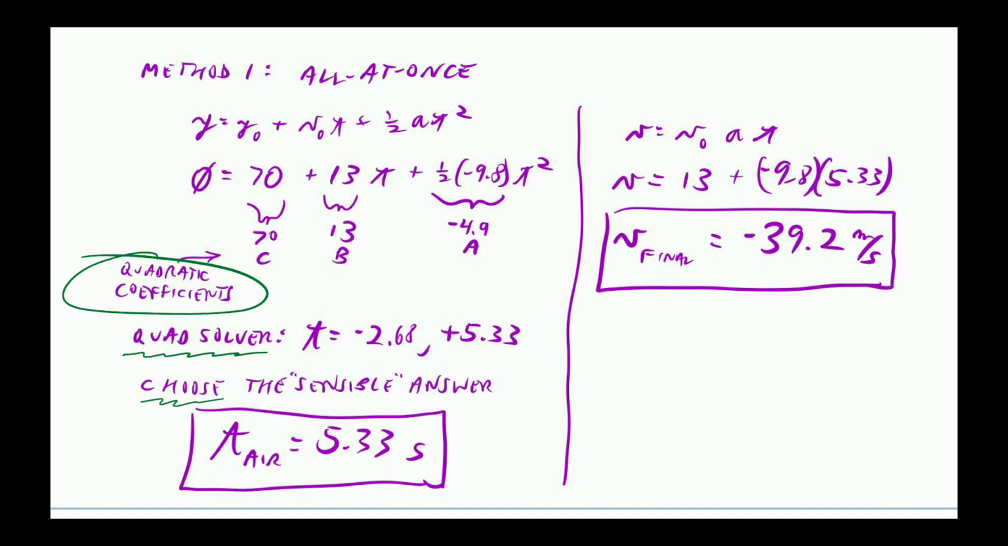And if you do it, I'll leave this up on the screen. You can see that I solved the quadratic formula first with the appropriate coefficients, and I found the time in air. Then using that information, I was able to find the final velocity. Notice that the quad solver creates two roots. You're familiar with this now. You pick the one that is obviously correct. In this case, it's the one that has the positive time.